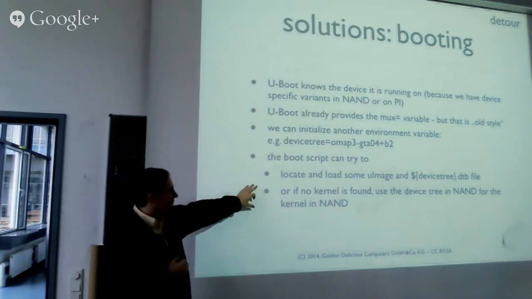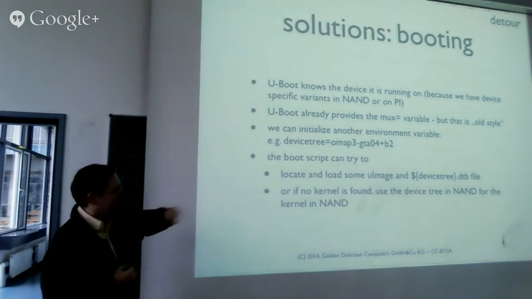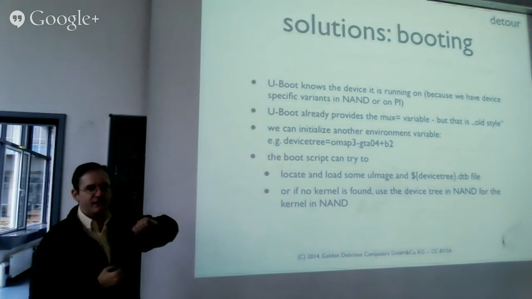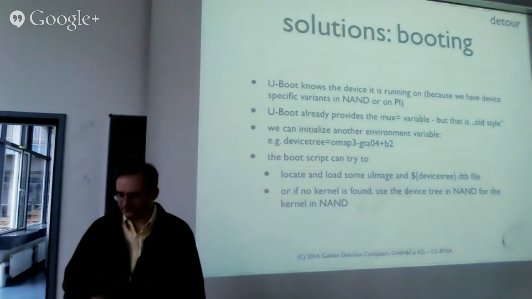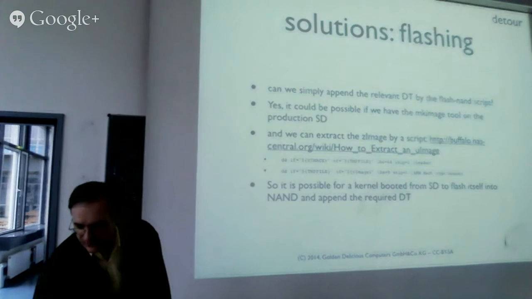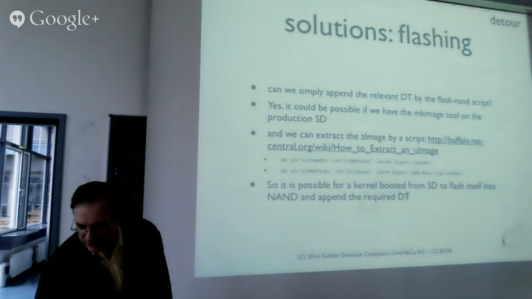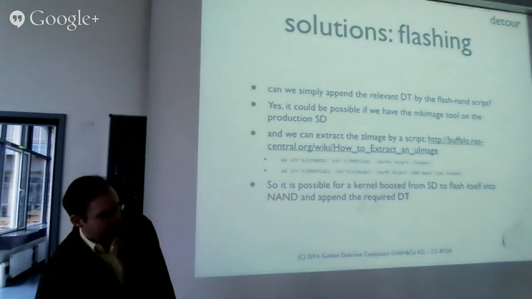Okay, this is the final thing. If there's no kernel found on the SD card, then it uses a device tree and kernel that is stored in NAND. So let's skip this because it's not yet done. It's about the question of how to flash a NAND image using device tree.